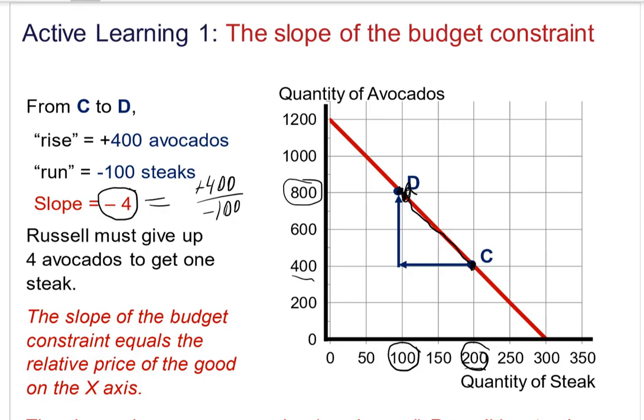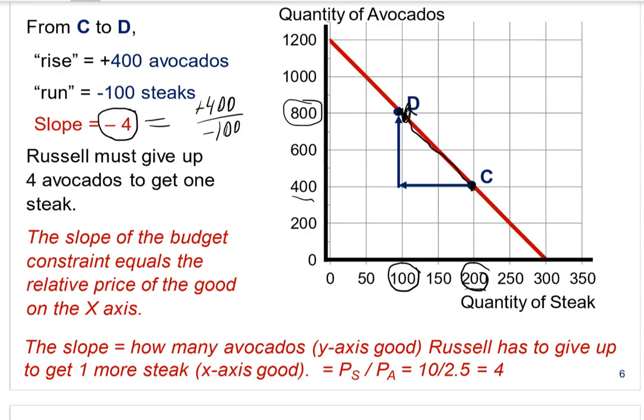So that slope gives us the opportunity cost. In other words, the opportunity cost of 4 avocados is 1 steak, or the opportunity cost of the steak is 4 avocados. Also, the relative prices can give us the same result.